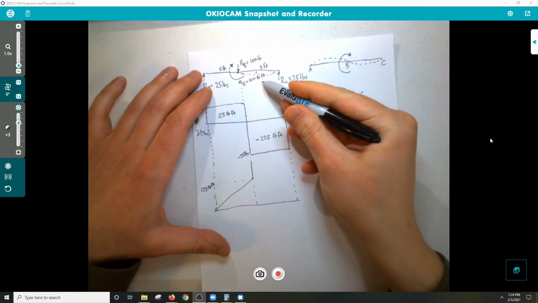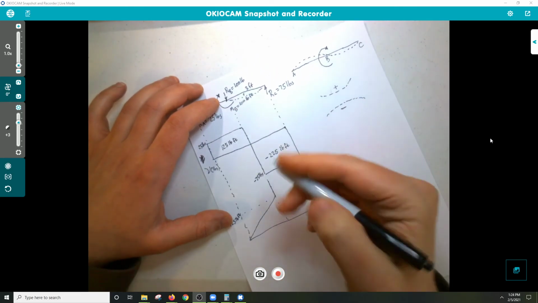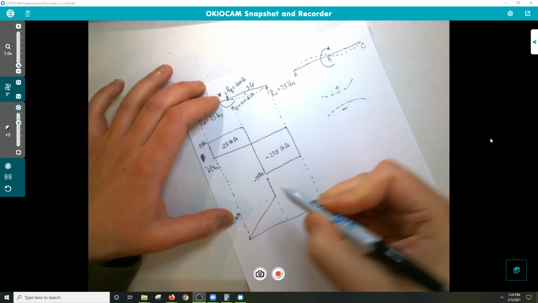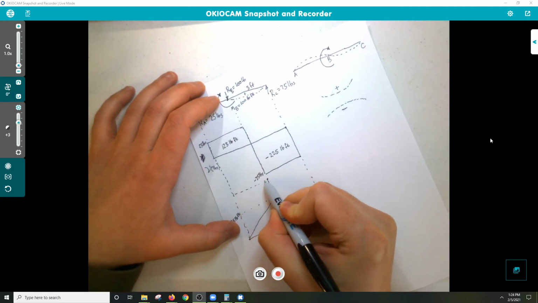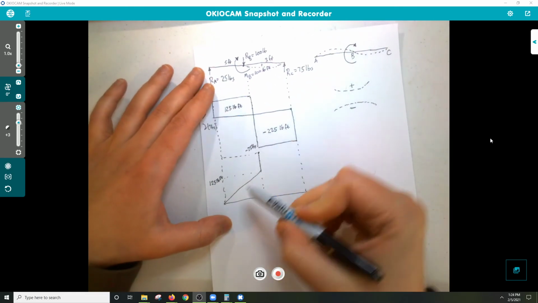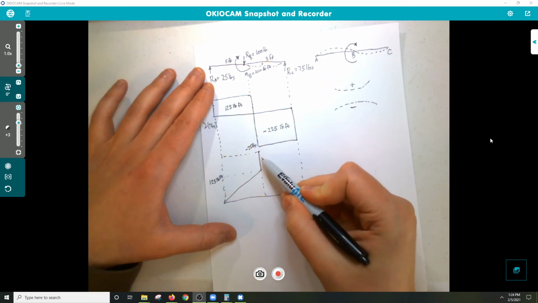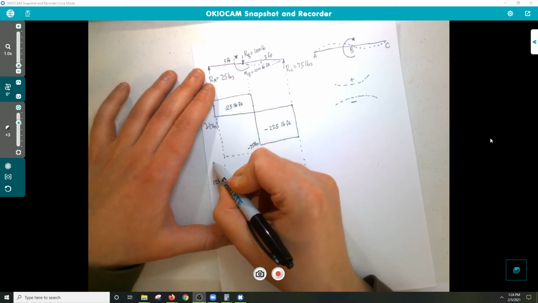So we just add the 100 pound-feet. Then our max bending moment here is going to be at, well, 125 plus 100, which gives us 225.